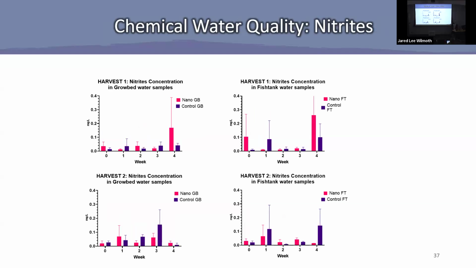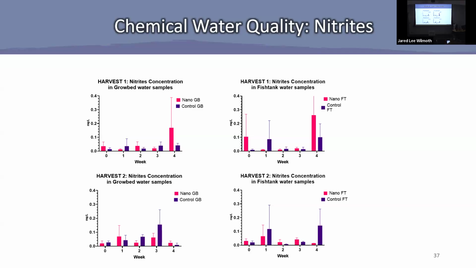Next up is nitrites. Here we see in the grow bed, the nano tanks start out a little bit higher, but then after week 1, it drops and then it increases, and then it drops and then it increases. The control tanks in the grow bed don't really see that sharp of an increase or decrease. If you look at the fish tank water, we see a similar pattern, but more so from week 0 to week 4.